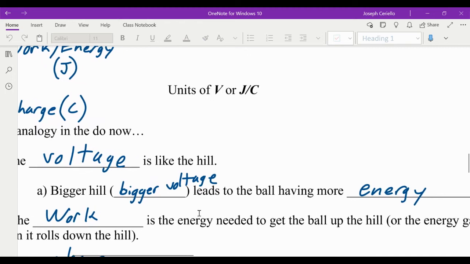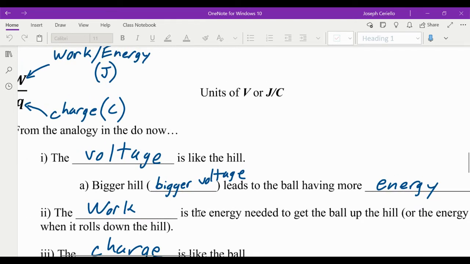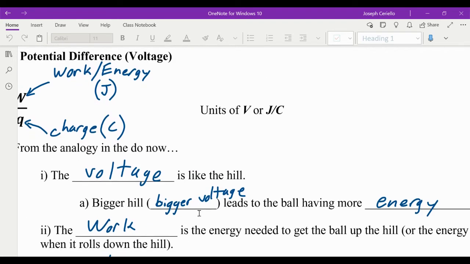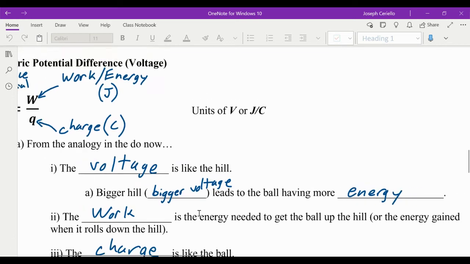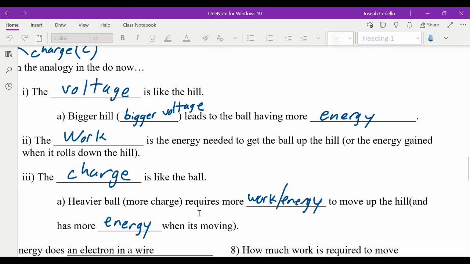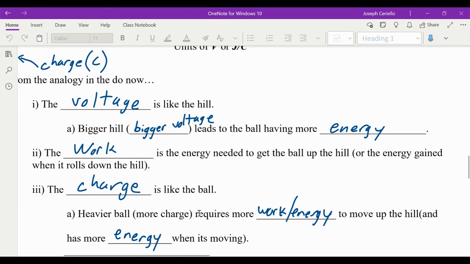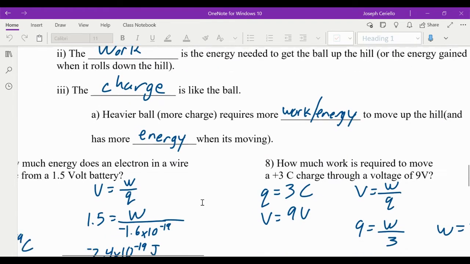Work is the energy needed to carry a ball up a hill, or it's the energy gained by the ball as it falls down the hill. Same thing with charge. The work is the energy gained by the charge when you put it in the voltage, the hill, or the amount of energy required to move it across the other way. And the charge is like the ball. If you have a heavier ball, it requires more work or energy to move it up the hill, and it has more energy when it's moving, right? One half m v squared. Bigger m means more energy. Charge, same deal. The more charge you have, the more energy the object has when it moves.